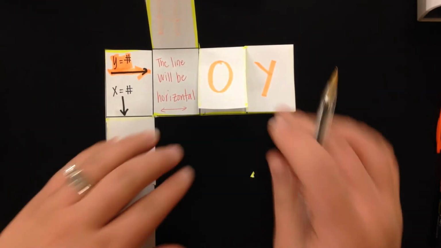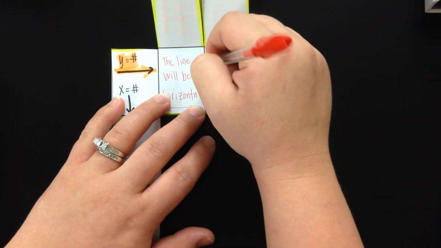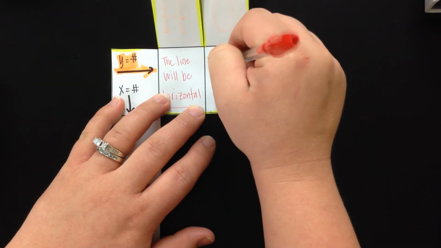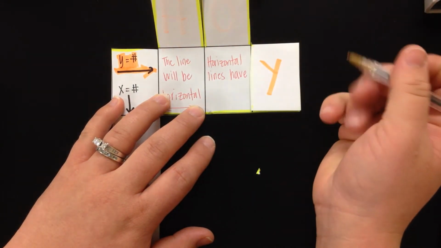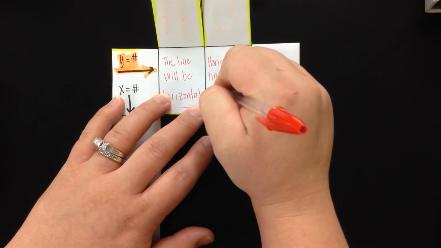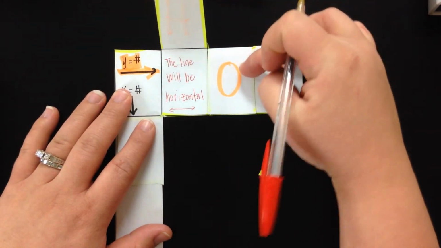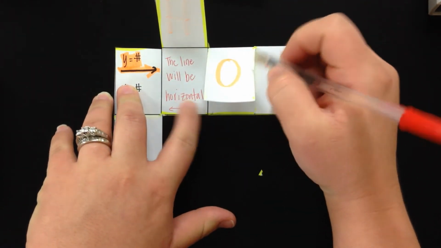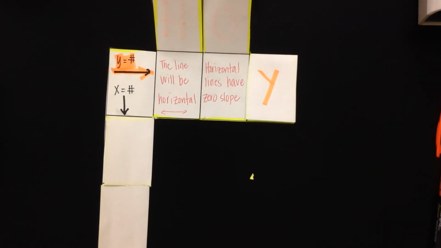Now, we haven't discussed slope yet, and we will get to that in section 7.3. But horizontal lines have 0 slope. So your slope would be equal to 0. That's where you get the O. It looks like a 0. Okay? So horizontal lines have 0 slope.